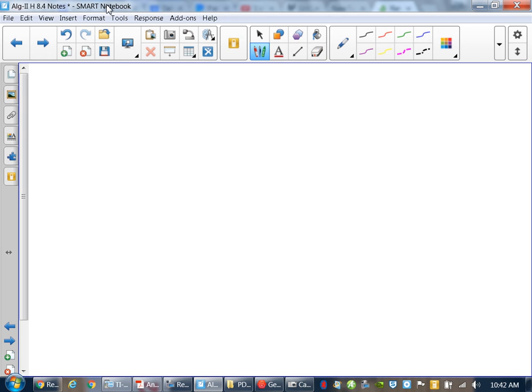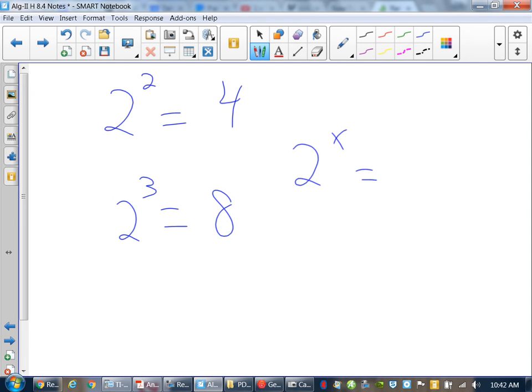So here's why we have to have logarithms. What is 2 squared? 4. Good. 2 squared is 4. What's 2 cubed? 8. Okay. But what is 2 to what power is 6?